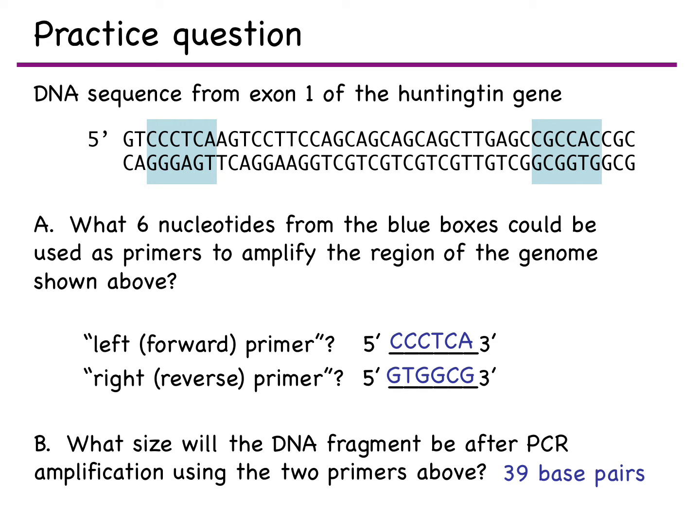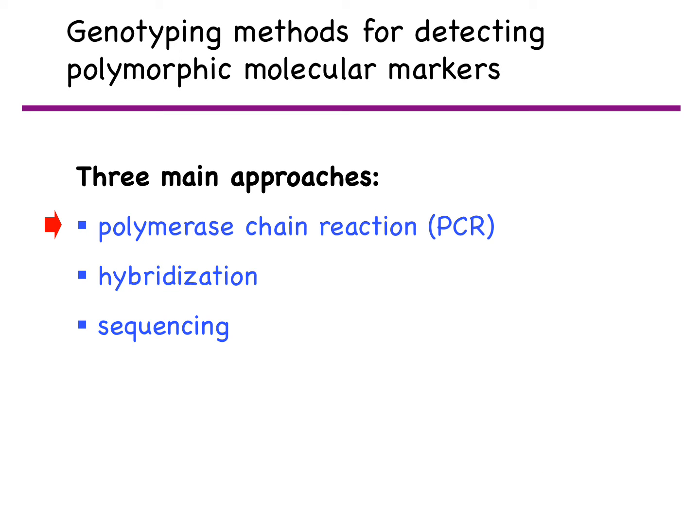So I think in past times when I've asked this question in class, it seems like about half the people get the answer correct and half get it wrong. I think the people that get it wrong tend to count the number of nucleotides that are between the primer sequences, but the products actually include the primer sequences in them, so you have to include those in your number. So if you've done this correctly, you should get 39 base pairs. Okay, so that's all I have to say about the polymerase chain reaction.